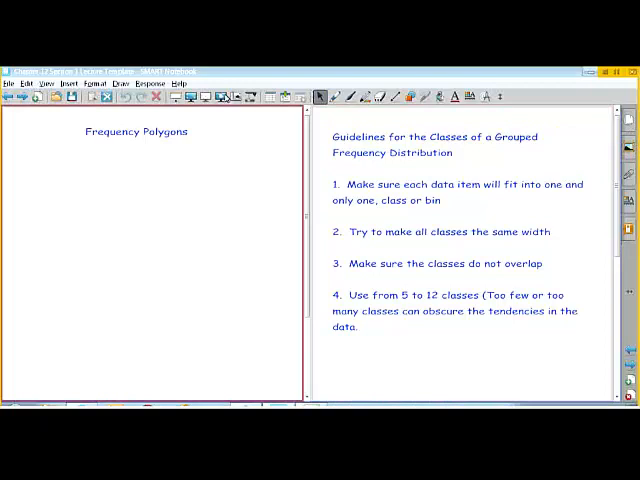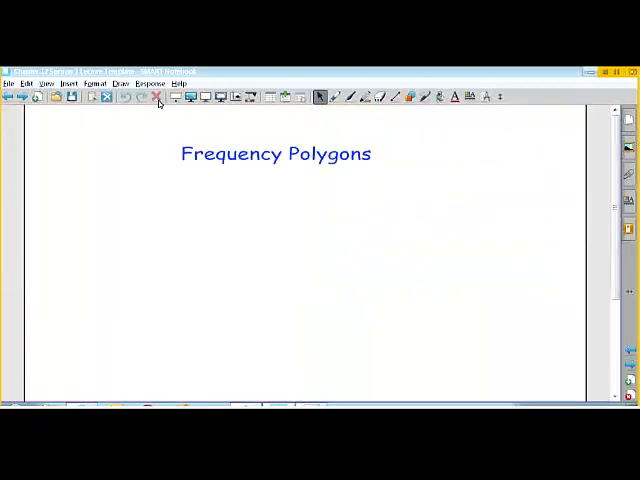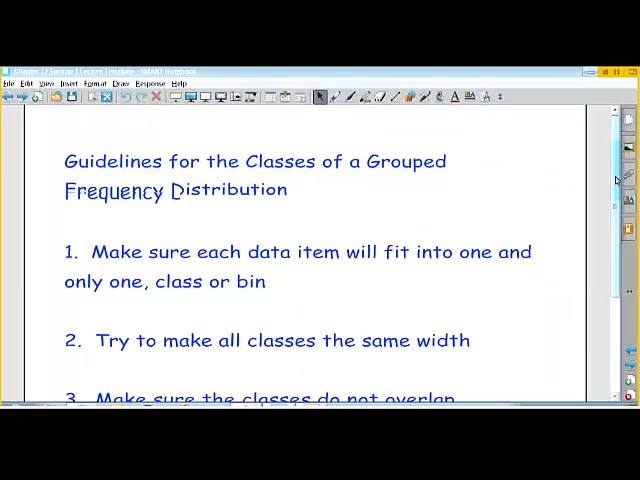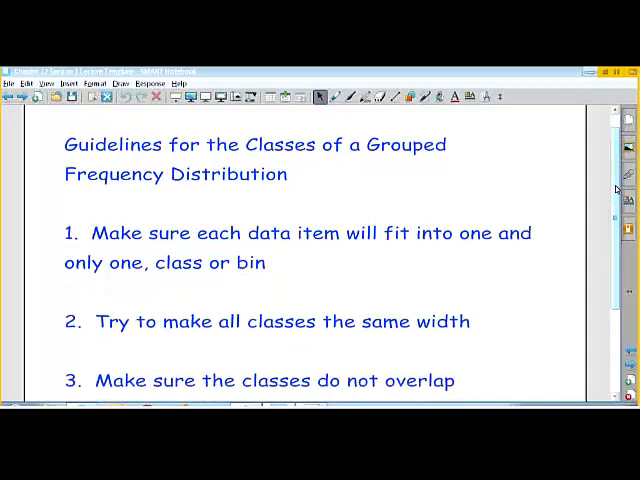Frequency polygons. So here are the guidelines, and they're in your book. So you just need to know how to follow the rules. This is both for choosing the classes for a grouped frequency distribution. So what we do is it's kind of like you have one of those old mailboxes like this, and it has, well, actually it's the mailboxes in our office here. You've got slots, and then you have names.